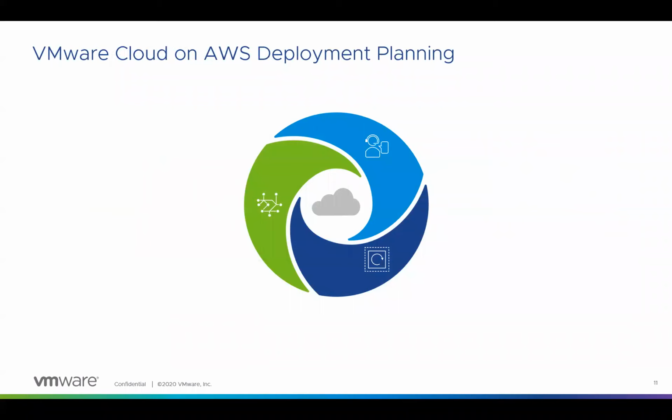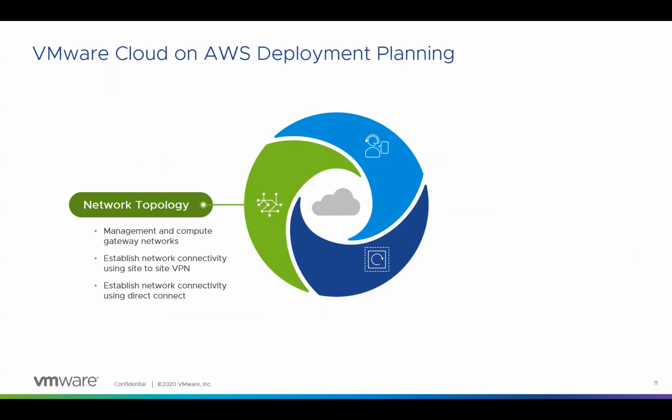Now let's talk about the deployment planning. Before deploying any critical application or infrastructure, the planning is really essential. For VMware Cloud on AWS, we decided to do the planning in 3 phases. The first one is finalizing the network topology.